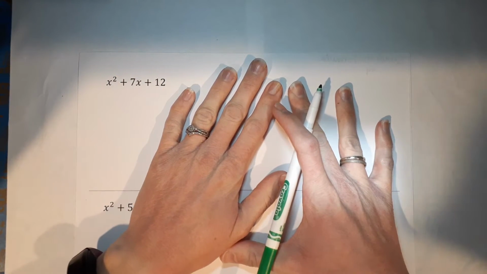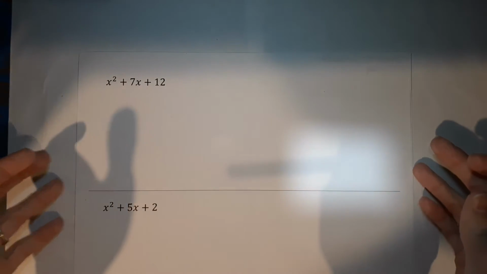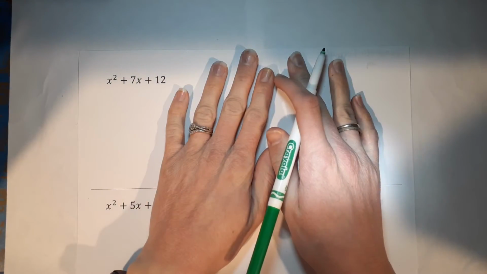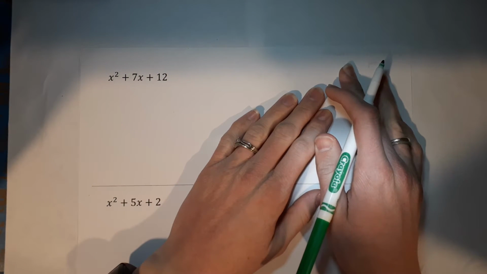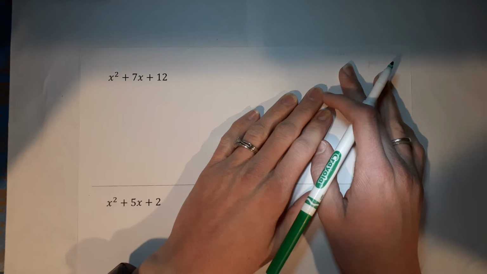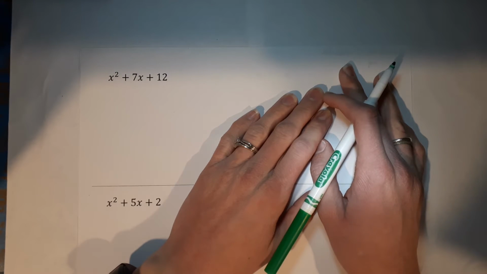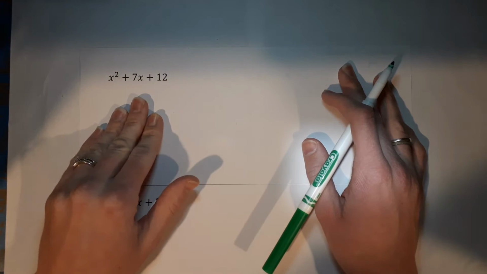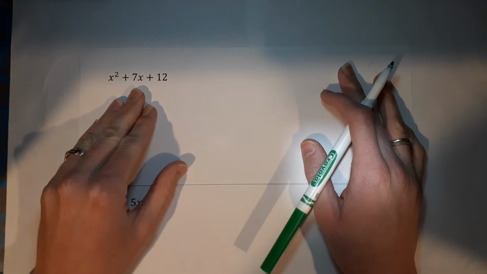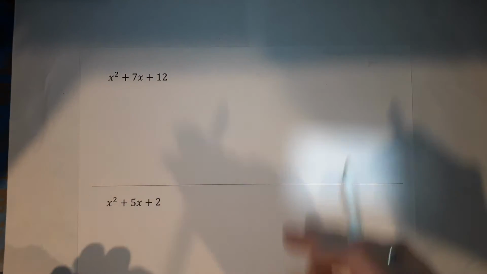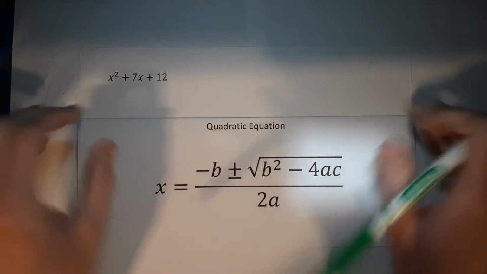But the quadratic equation always works. Some of those other ways don't always work, but the quadratic equation is your secret weapon that will always work when things don't factor beautifully. This top one is one that we could use one of our other methods on, but I want to show you how it works with the quadratic equation. Have you been waiting to know what it is? Oh my gosh, here it is.